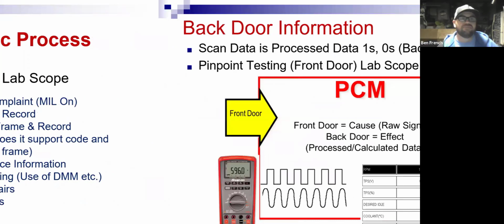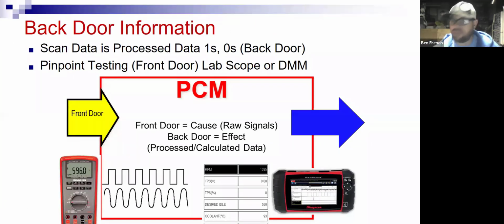Okay, moving right along. Remember, we talked about how our multimeter is front door information. We're testing the sensors and stuff directly. Scan data is backdoor information. It's processed by the computer. So we always have to keep that in mind to make sure that the scanner is not lying to us. We talked about how an OBD2, it's not supposed to lie to us, and it usually does a better job than the manufacturer side of the tool. But we still always have to have a little bit of caution, because it is processed data. It's data that has been processed by the vehicle's computer system.